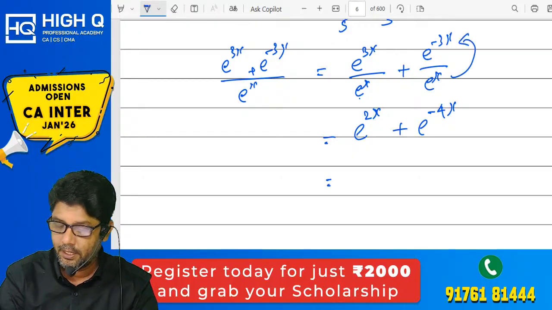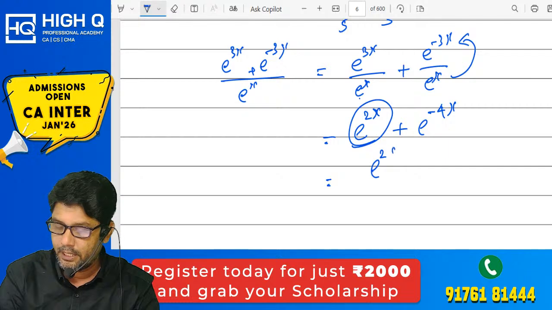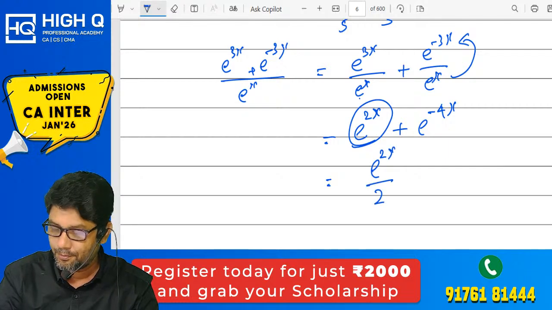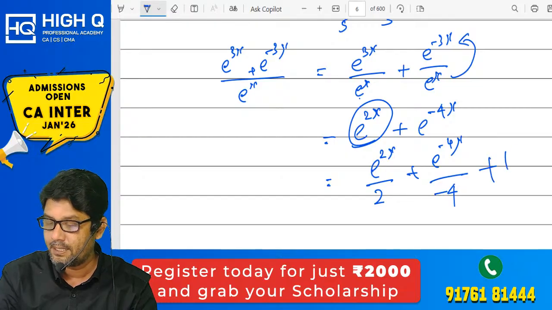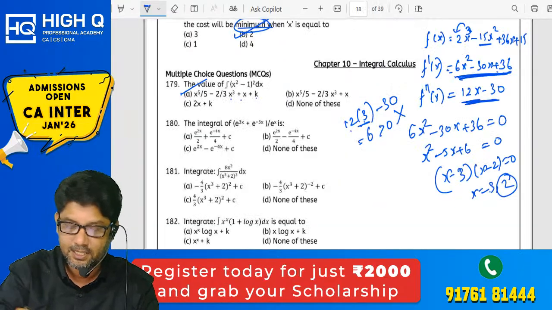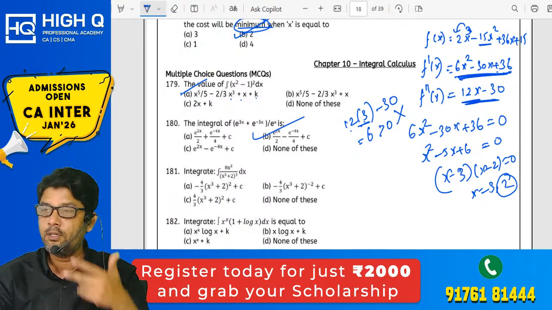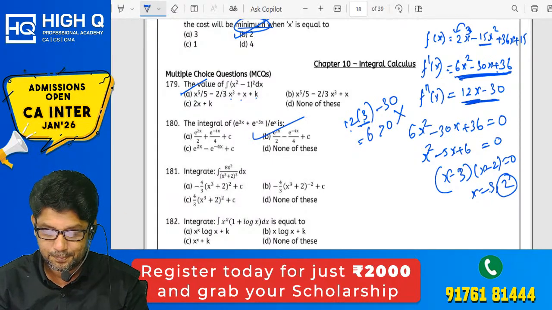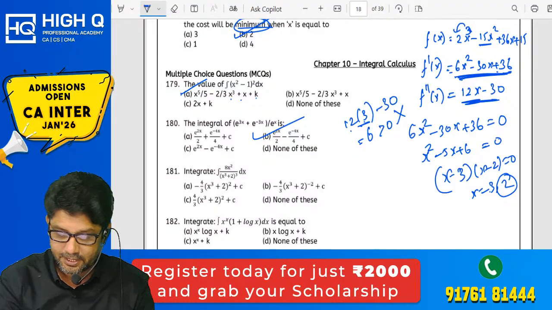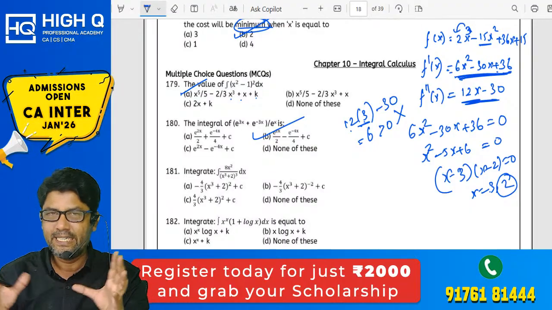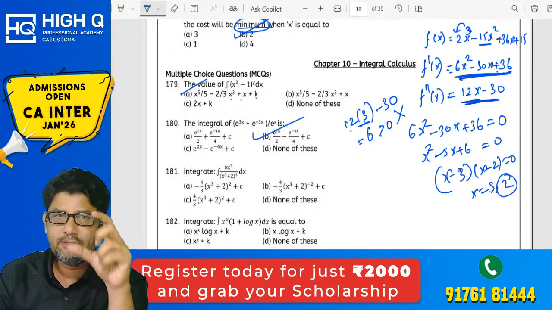Now, integrate. e power 2x integration is what? e power 2x by 2 plus e power minus 4x by minus 4 plus k or plus c, anything. This is the answer, my dear. e power 2x by 2 minus e power minus 4x by 4 plus c. Am I right? Next.